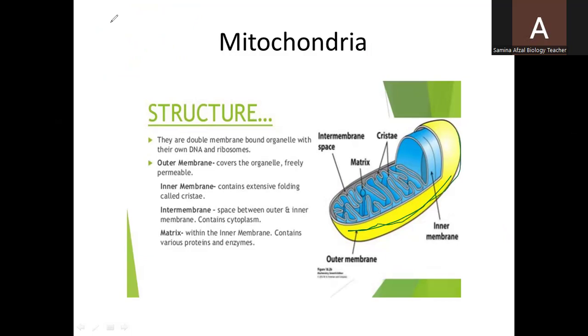The inner membrane has many folds inside, and these folds are called cristae. The intermembrane space between the outer and inner membrane contains cytoplasm. Within the inner membrane, various proteins and enzymes are there, and that part is called the matrix. In this way, you can see its structure has a double membrane.